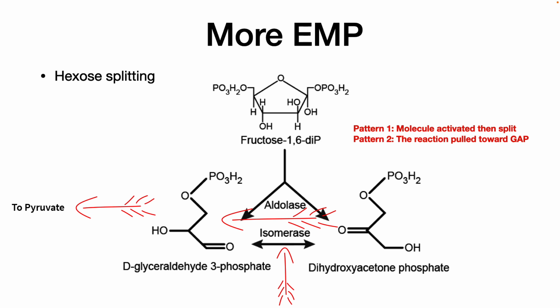Isomerase can interconvert between the two 3-carbon sugars, and in fact the equilibrium of this process is about equal concentrations of both dihydroxyacetone phosphate and GAP. The cell drives the reaction towards GAP by continually moving it for use further down the pathway. This configuration is an example of the cell manipulating the equilibrium of a reaction to drive it in the desired direction.